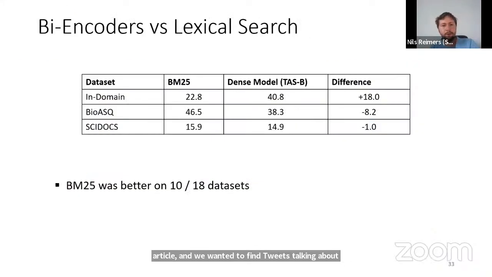And then we tested how well different models perform. Before that, people were saying these dense models were so great and the performance was really good, but they only showed it in domain, where they had training data. And as you see, if you compare to lexical search with BM25, you get an 18-point improvement, which is noticeable by any user. However, if you go to a different domain, like the biomedical domain or scientific publications, you often saw that these dense bi-encoders perform weaker than lexical search. In fact, BM25 lexical search was better than these dense bi-encoders on 10 out of 18 datasets.